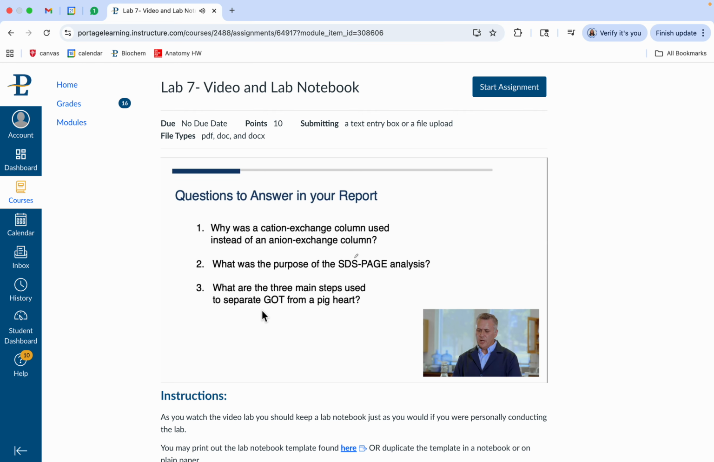So as we finish up in your report, I want you to answer a couple of things. So why was cation exchange chromatography used instead of anion exchange? What was the purpose of the SDS page analysis? And what were three main steps? And this is overall in Experiment 6 and 7. We used them to separate glutamate oxaloacetate transaminase from pig cards.